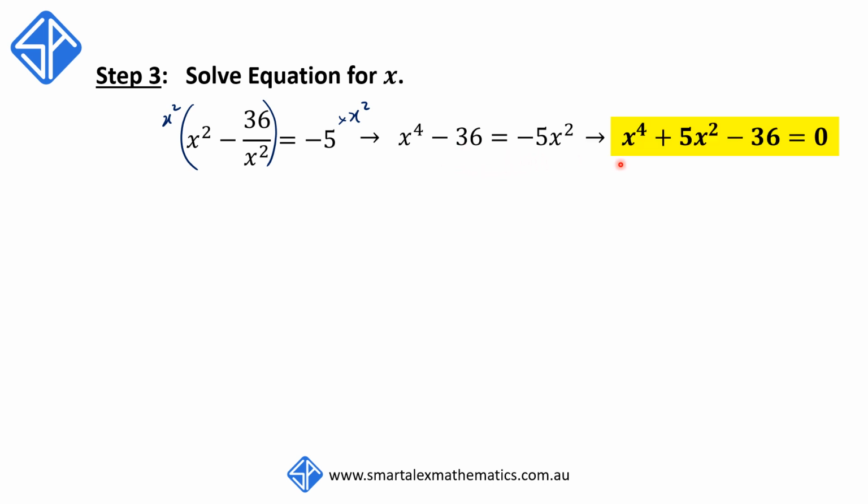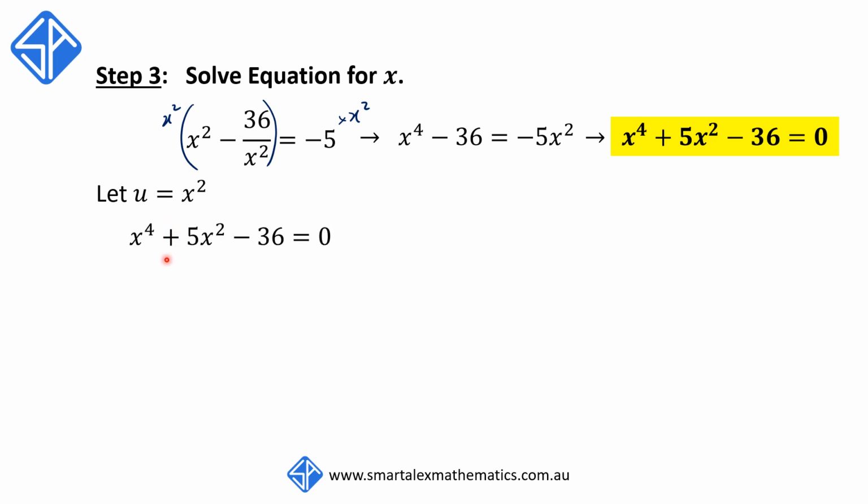So our final equation is x to the 4 plus 5x squared minus 36 is equal to 0. Now at this point, some of you may recognize that this is actually a quadratic equation in disguise. So we're going to solve it using the substitution method. We're going to let u equal to x squared.